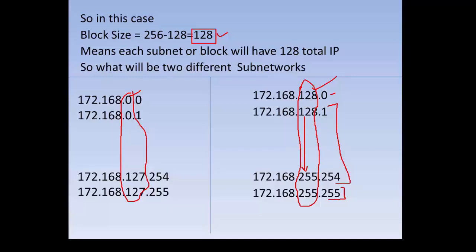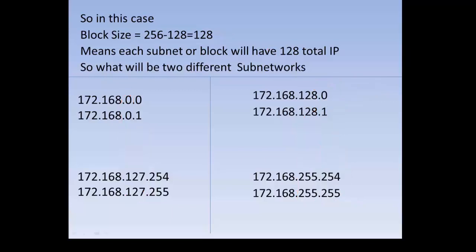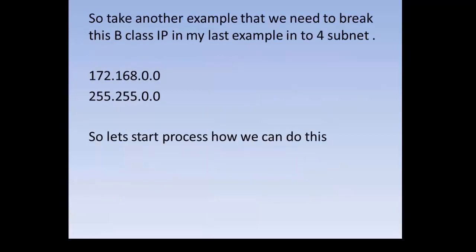This is the way of doing the B class. You only have to take extreme care about in which particular octet the variation takes place and which one is our interesting octet. The block size will vary only in that particular octet. Hope that is clear. Next I want to take one more example.